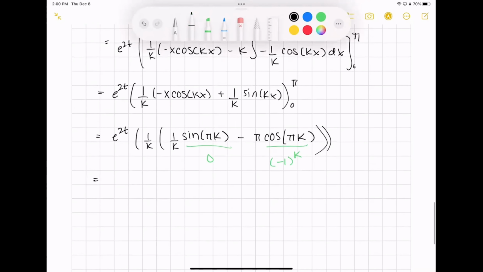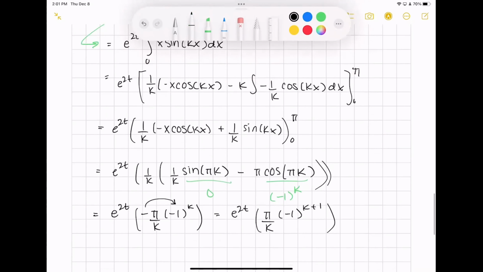So this simplifies even further to e to the 2t negative pi over k negative 1 to the k. And then if we just bring that negative term into our negative 1 to the k, we simplify it down even further, to negative 1 to the k plus 1.